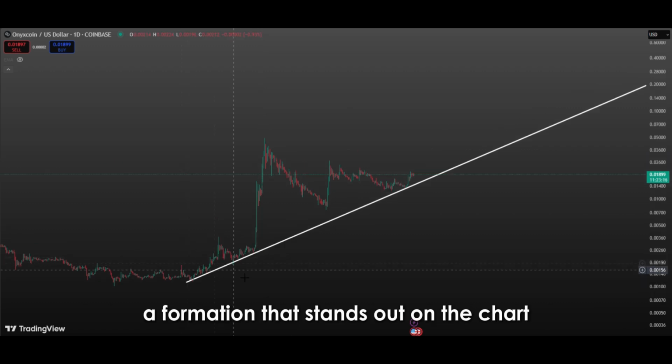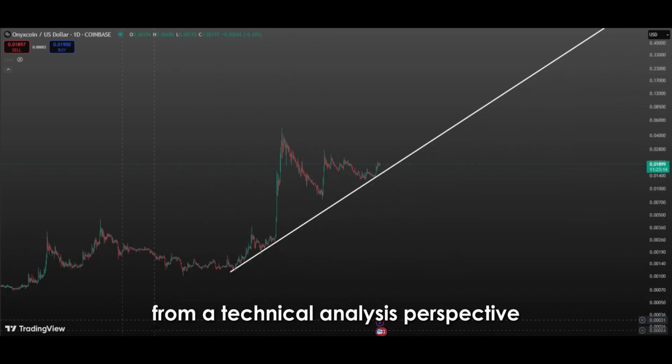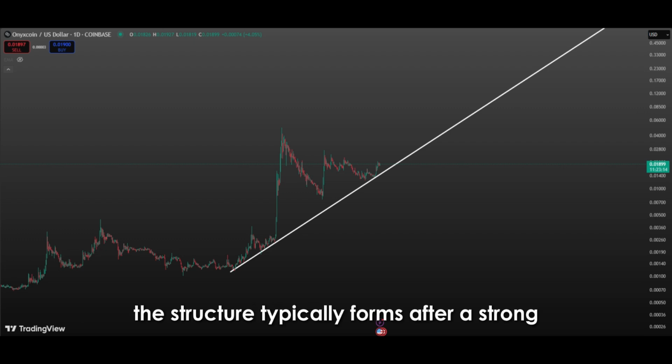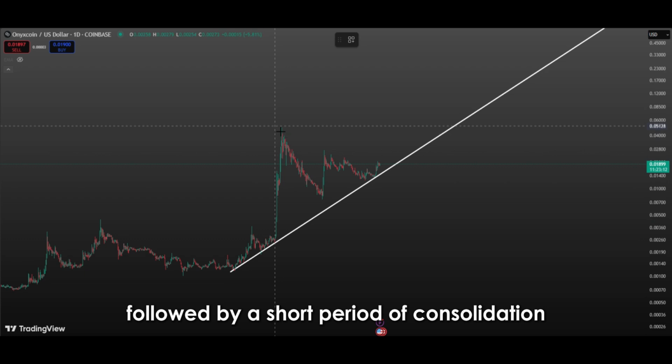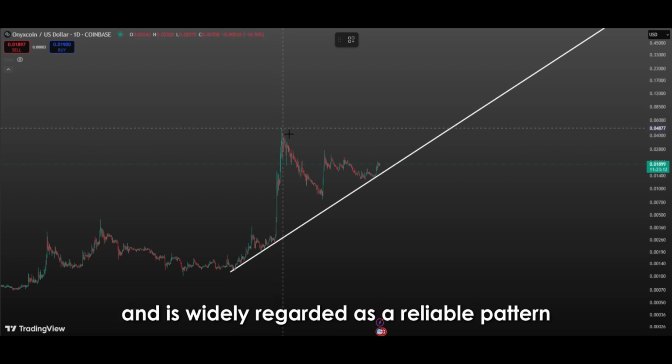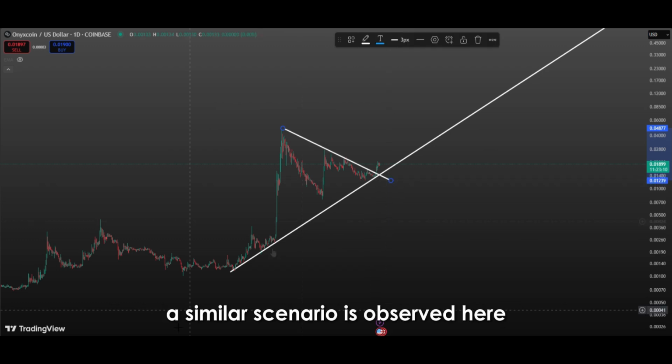Stay tuned. A formation that stands out on the chart and carries significant meaning from a technical analysis perspective is the flag pattern. The structure typically forms after a strong upward movement followed by a short period of consolidation, and is widely regarded as a reliable pattern that signals a continuation of the existing trend. A similar scenario is observed here.